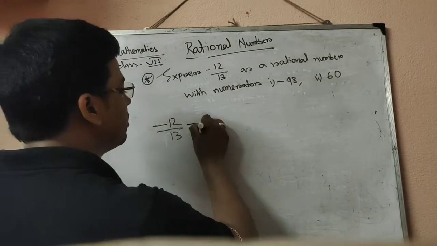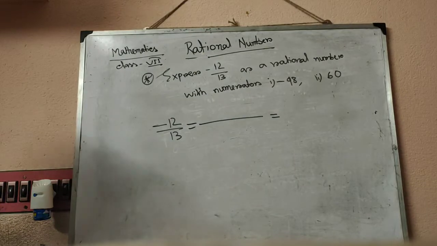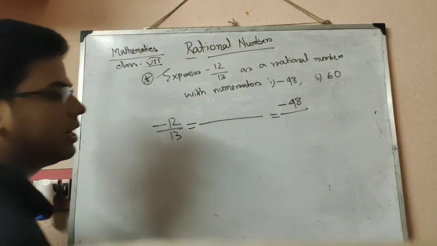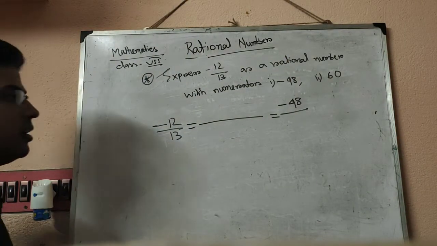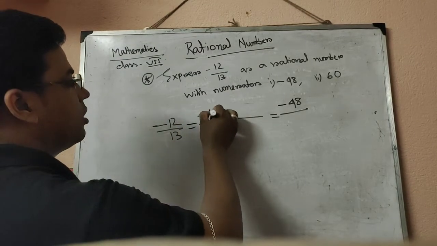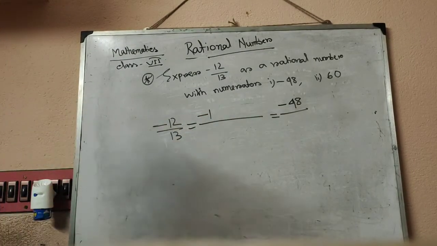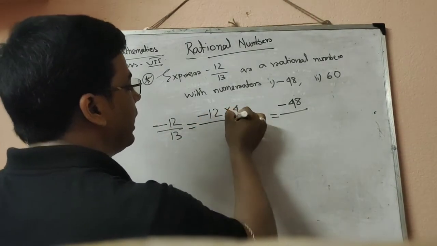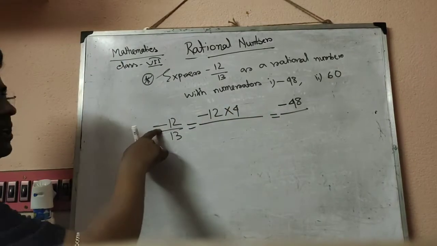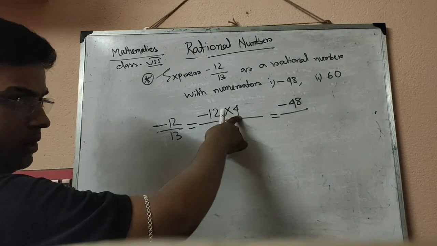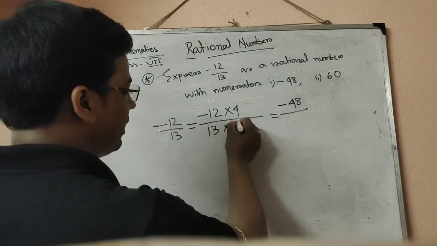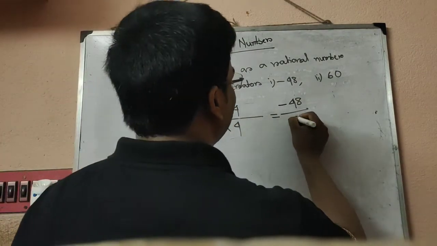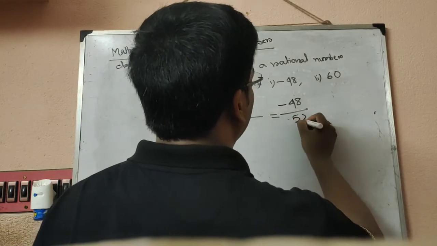The process will be: here the numerator will be minus 48. So we write minus 48 at the numerator position. How can we get minus 48? If we multiply by 4, as this sign is minus and this sign is minus, so 4 can be multiplied. That means 13 into 4. For an equivalent fraction, the same number will be multiplied. Minus 52.